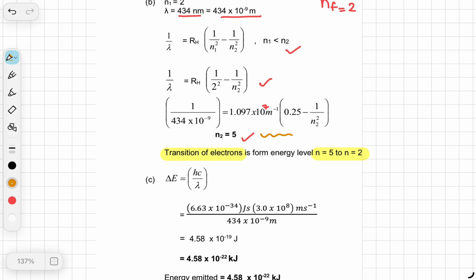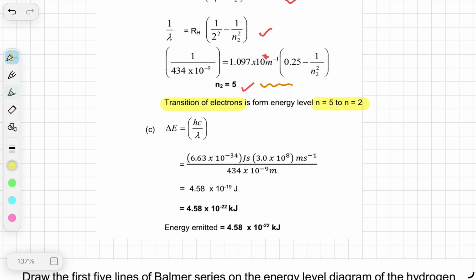Okay, so next question would be calculating the energy. Since we already have the wavelength, we can use the SPM formula delta E equals hc over lambda. Insert in the corresponding values. Now you might have a question: madam, Planck's constant given in the list of constants is actually 6.6256 times 10 to the power of negative 34. So please use that. What I'm showing you is a simplified version of the schema jawapan. But in the exam, you have to use 6.6256 times 10 to the power of negative 34 because that is given in your list of constants.